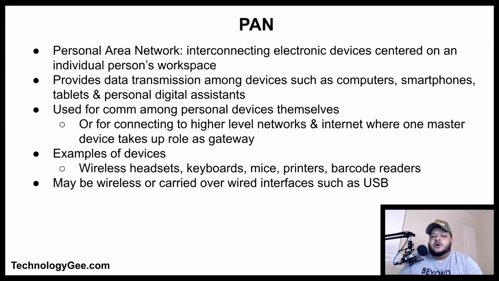Next, we have a PAN, a personal area network. This is a computer network for interconnecting electronic devices centered on an individual person's workspace. A PAN provides data transmission among devices such as computers, smartphones, tablets, and personal digital assistants. PANs can be used for communication among the personal devices themselves or for connecting to a higher level network and the internet where one master device takes up the role as the gateway.